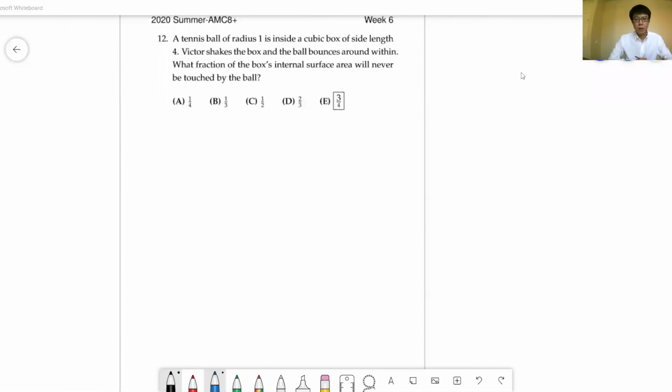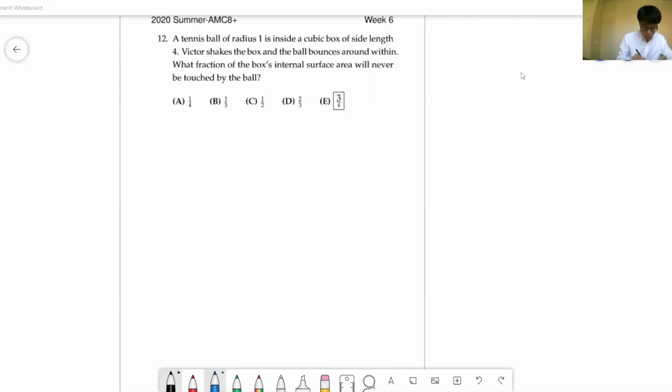All right, problem 12. So we have a tiny spore of radius 1 inside of a cubic box of side length 4. So we want to calculate, okay, what fraction of the box's internal surface area cannot be touched by the spore. Because this tiny spore and this cubic box are symmetric, we just need to consider one face. For example, let me show a picture.